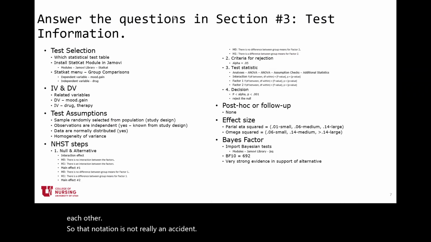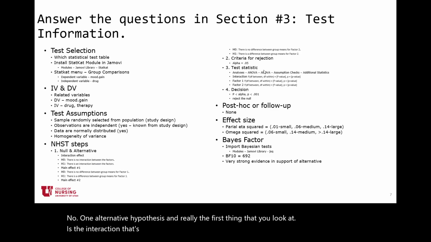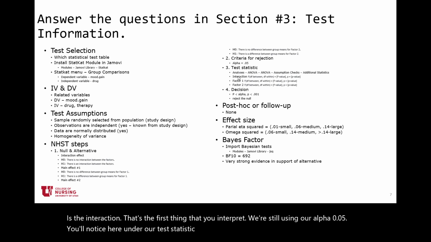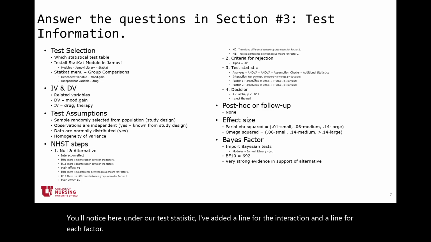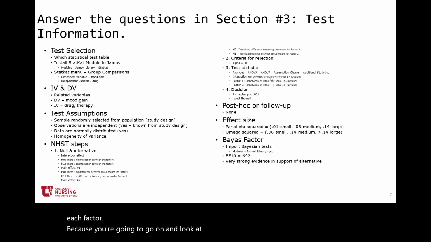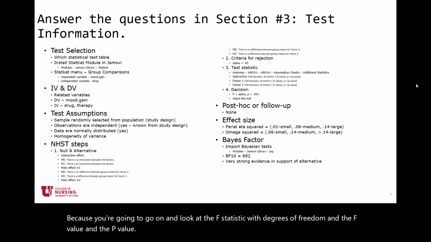So we have our null and alternative hypotheses, and really the first thing that you look at is the interaction. That's the first thing that you interpret. We're still using our alpha of 0.05. You'll notice here under our test statistic, I've added a line for the interaction and a line for each factor, because you're going to want to look at the F statistic with degrees of freedom and the F value, and the p-value for each one.